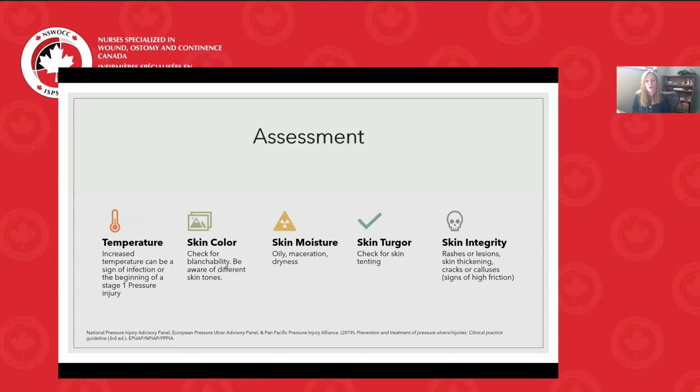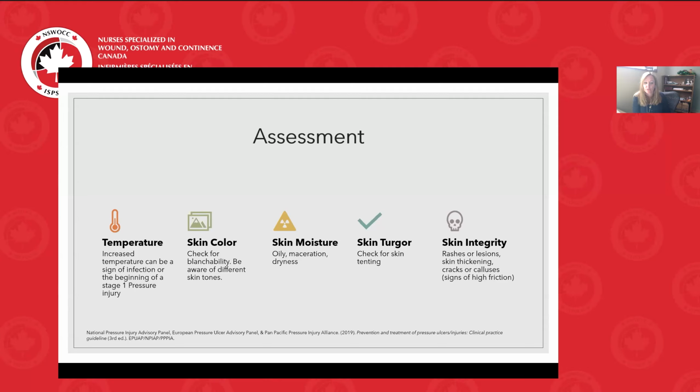We want to be sure to note on our assessment skin color. We want to check for blanchability, but we also want to be very cognizant that there are different presentations depending on different skin tones. We want to make sure that we're noting skin moisture. Is the skin really oily? Is it really macerated? Do they sweat a lot? Is it in an area that's very wet all the time? And then on the flip side, the other end of the spectrum, we look for too much dryness. Is the skin too dry? Is it cracking? Are we running into problems with that?